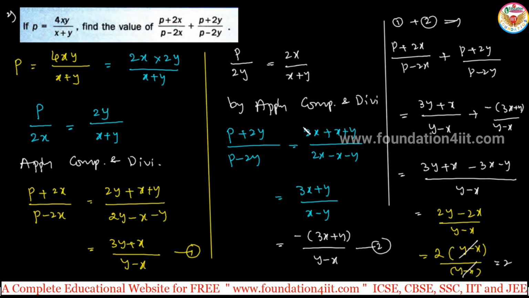So this is the way we are supposed to do it, by observing the question. Same denominator, numerator and denominator with opposite signs. So you have to go for this componendo and dividendo rule method.